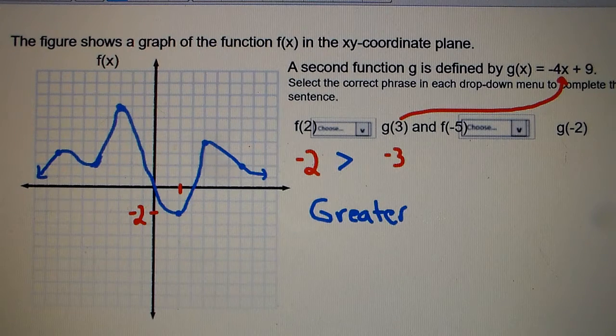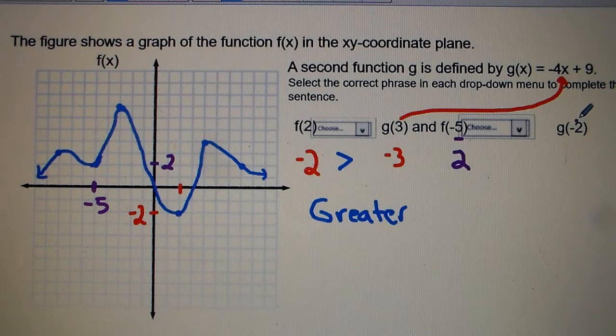Alright, next up, we compare f of negative 5. So we're going to put negative 5 into the f of x function. So we go to negative 5 on our graph: 1, 2, 3, 4, 5. So at negative 5, our y output value is 2. So f of negative 5 is the value of positive 2.